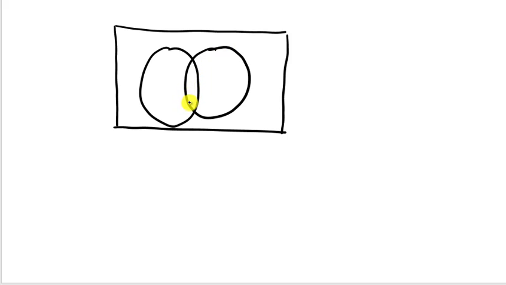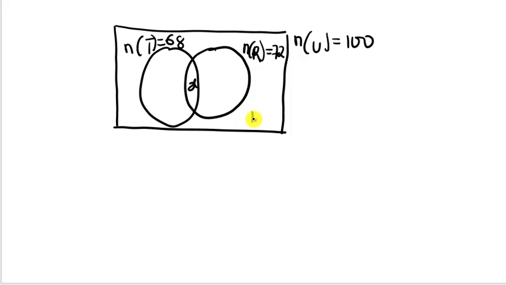Our Venn diagram is not drawn to scale; this is a sketch of the Venn diagram. We have n(U) equal to 100, n(T) equal to 68, n(R) equal to 72. We have our X in the intersection and 12 outside. Then the region representing television only is going to be 68 minus X, and the region for radio only is 72 minus X.